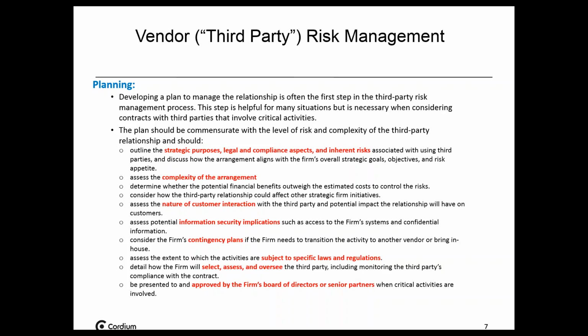So you also want to assess other items. We talk down below about assessing the nature of the customer interaction, or in this case, with a lot of our clients, the investor interaction. So this may be in cases of your administrator. So how much activity is your administrator going to do on a day-to-day basis or on a month-to-month basis dealing with your customers?